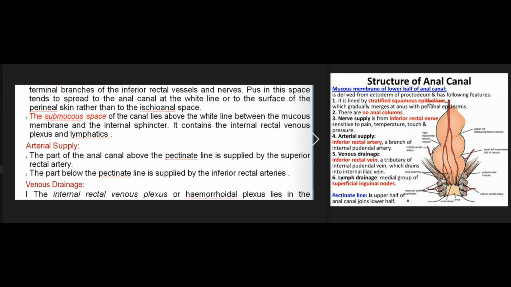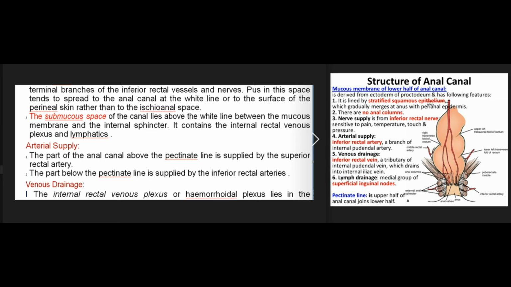3. The submucous space of the canal lies above the white line between the mucous membrane and the internal sphincter. It contains the internal rectal venous plexus and lymphatics. Arterial supply. 1. The part of the anal canal above the pectinate line is supplied by the superior rectal artery. 2. The part below the pectinate line is supplied by the inferior rectal arteries.